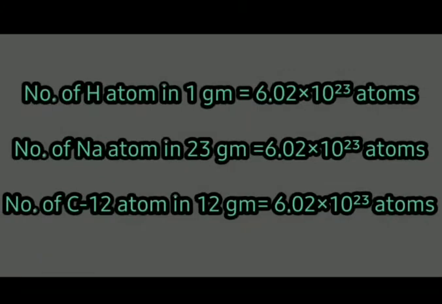So here you will find out the number of hydrogen atoms in 1 gram. What you will find? That is 6.02 into 10 to the power 23 atoms. And the number of sodium atoms in 23 gram, what you will get? 6.02 into 10 to the power 23 atoms. Number of carbon 12 atoms in 12 gram, how much you get? 6.02 into 10 to the power 23 atoms.